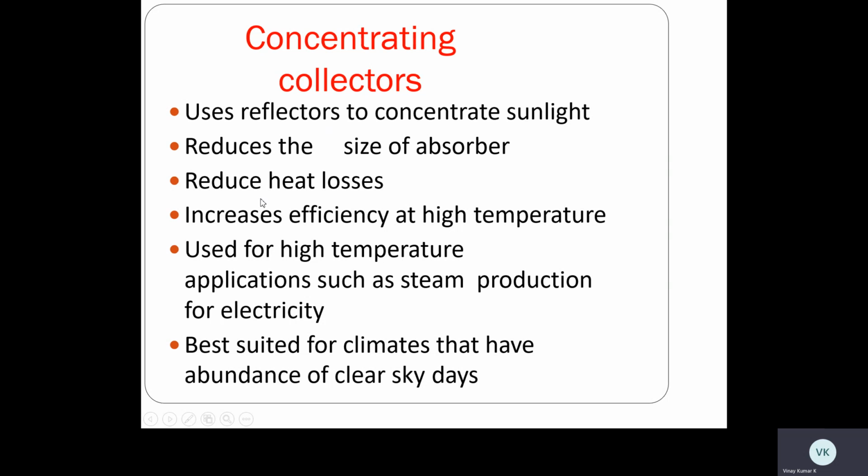These kind of concentrating collectors increase the efficiency at high temperature. As we know, it is quite normal that if the temperature is less, then automatically the efficiency also decreases. And these concentrating collectors are used for high temperature applications such as steam production for electricity. Wherever we use water for the generation of electricity, mainly in thermal power systems or in solar power electrical generation systems, in those systems we use water to produce steam.